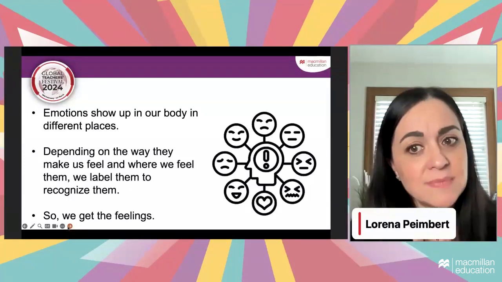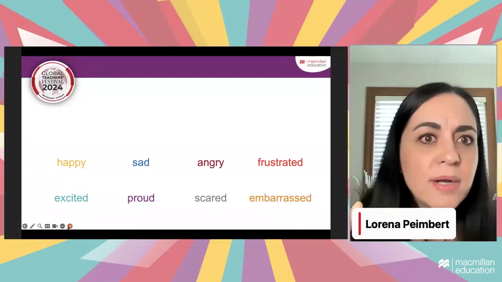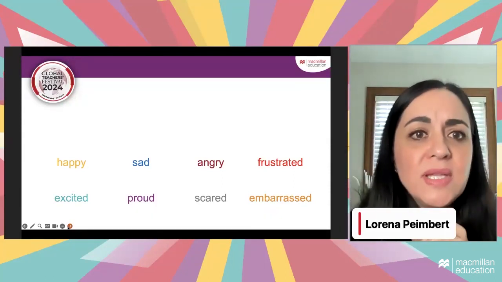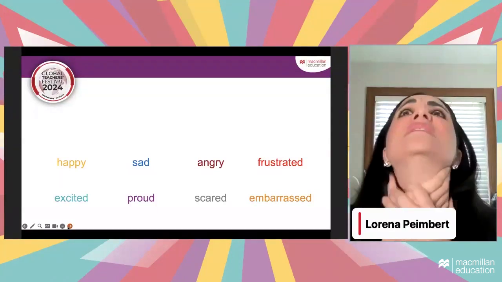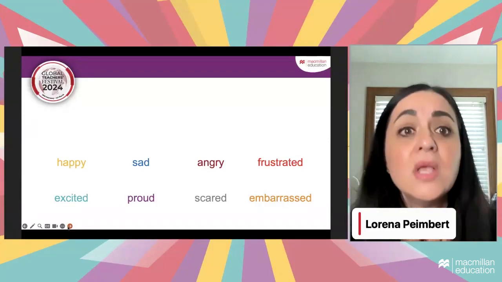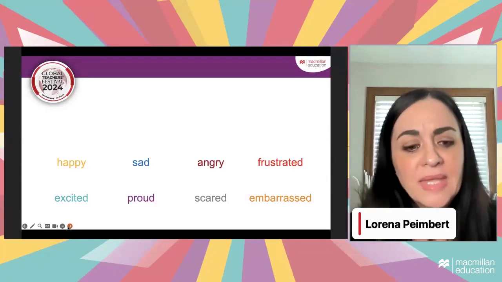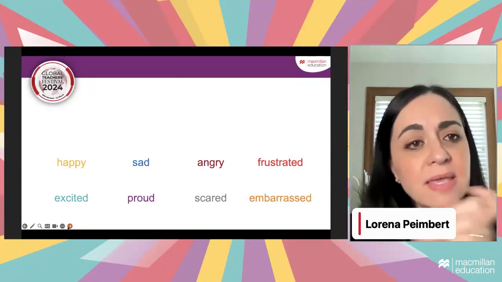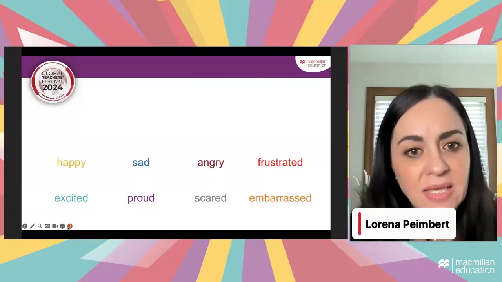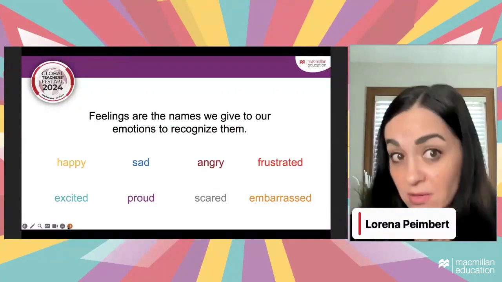So we get the feelings, okay? So if you say, oh, where are you feeling the emotion here? Oh, I'm happy. Or where are you feeling that emotion here? No, in my, oh, I cannot talk. Maybe you're sad or you're frustrated. So depending on the place in your body where you're feeling what you're feeling is the way that you're going to be recognizing that emotion. So feelings are the names we give to our emotions to recognize them.